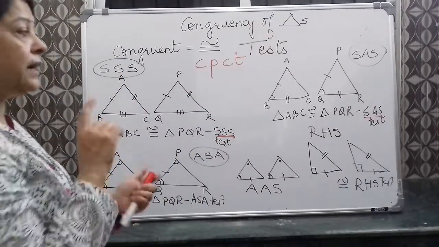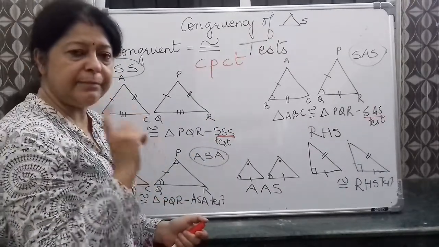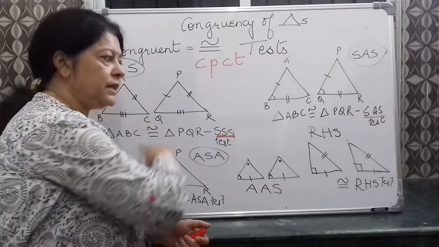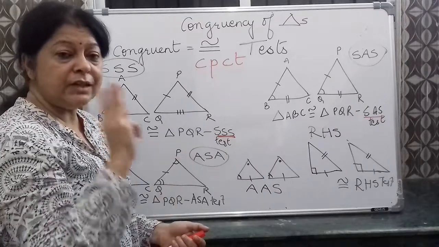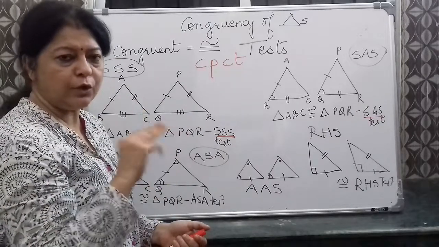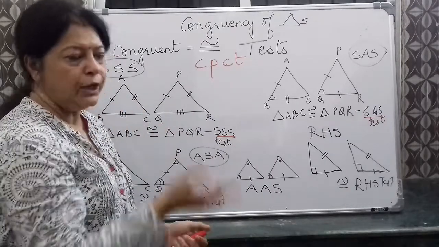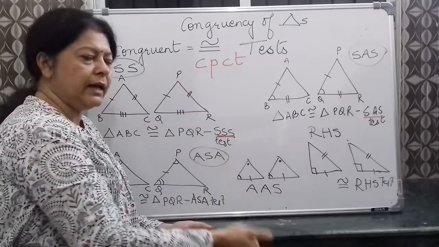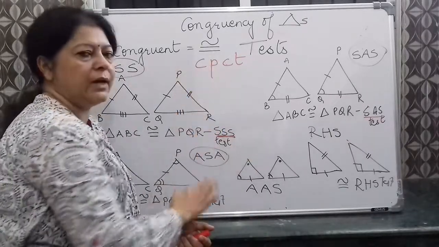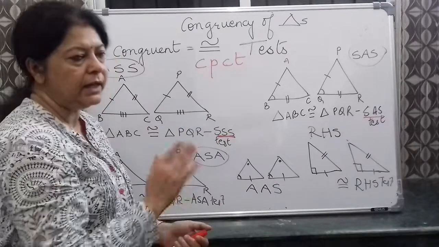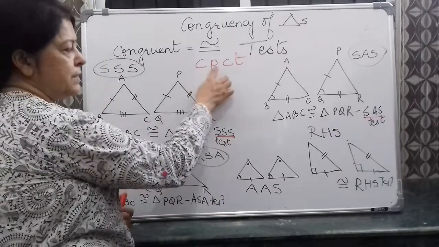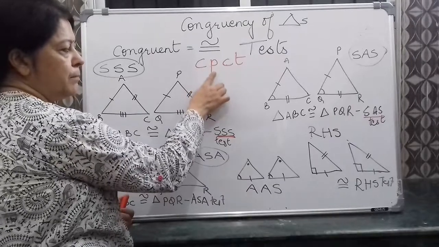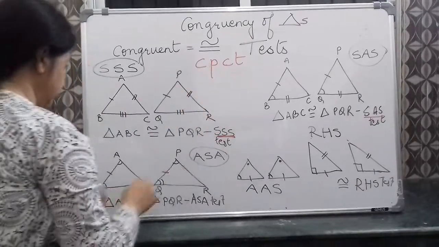मतलब ये कि अगर 6 एलिमेंट में से हम लोग इस टेस्ट के द्वारा किसी भी तीन एलिमेंट को इक्वल प्रूव कर पाए, तो जो रिमेनिंग थ्री रहेगा उसको हम सीपीसीटी के द्वारा अपने आप ऑटोमेटिकली इक्वल प्रूव कर सकते हैं. उस प्रोसेस को बोलते हैं सीपीसीटी, कॉरेस्पॉन्डिंग पार्ट्स ऑफ कॉन्ग्रुएंट ट्रायंगल्स.